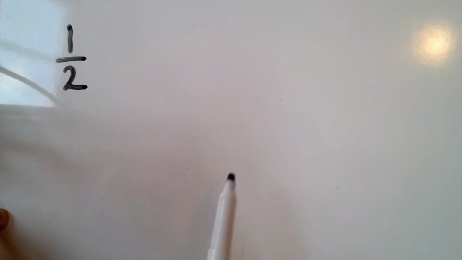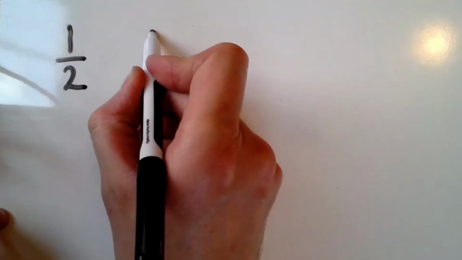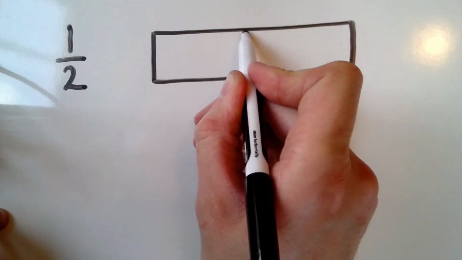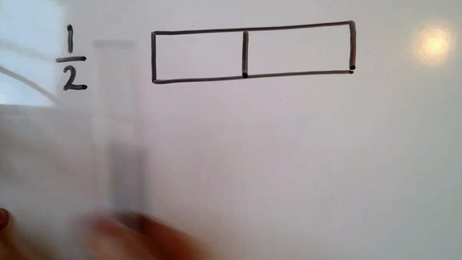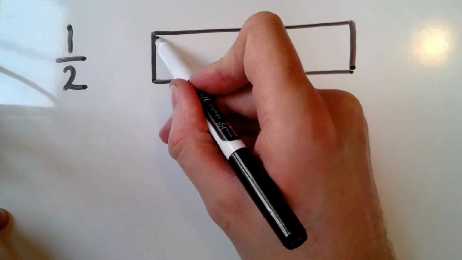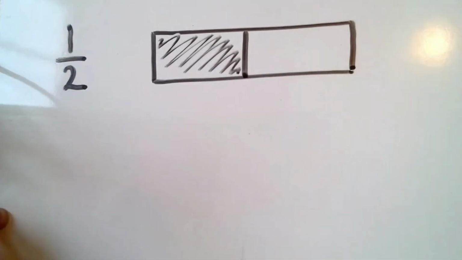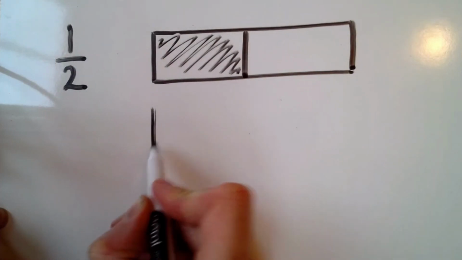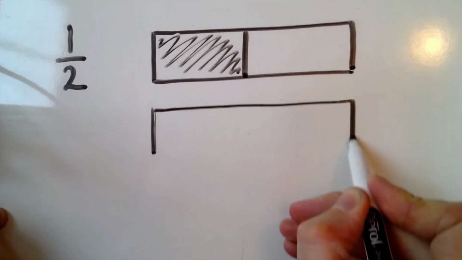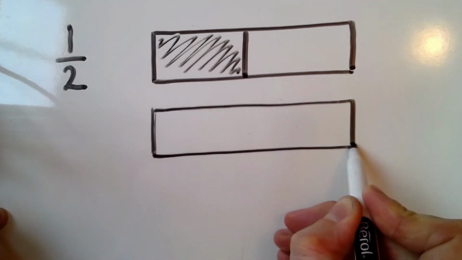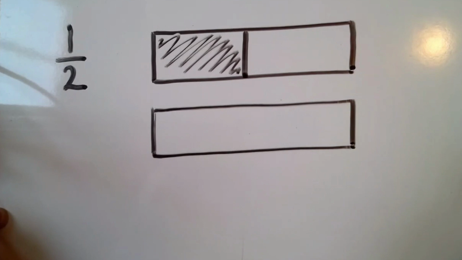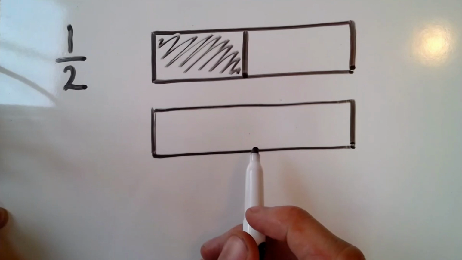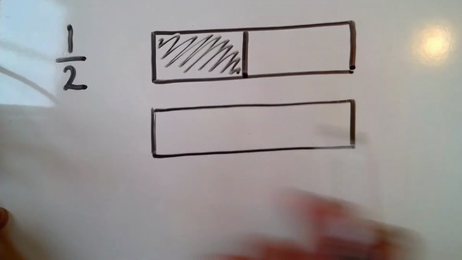So 1/2. I know my whole is going to be divided into 2 equal parts, and then my numerator tells me that I've got one of those parts. Now, an equivalent fraction is when the whole is the same size, but the parts are different. The whole is the same, but the parts have been divided up into a different amount. So we'll have a look here at one that is equivalent.